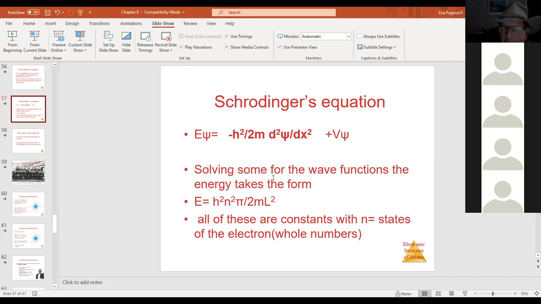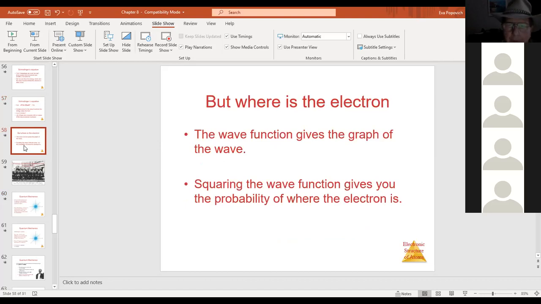But remember, we have this little funky looking pitchfork in here. That is called a psi. That corresponds to a wave function. The wave function is going to give the graph of the wave. If you square it, squaring the wave function gives you the probability of where the electron is.